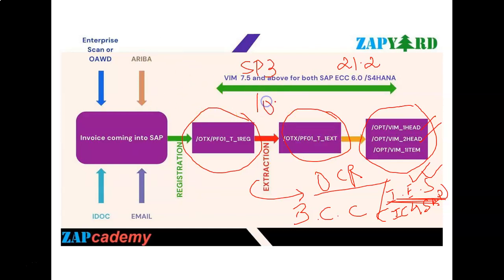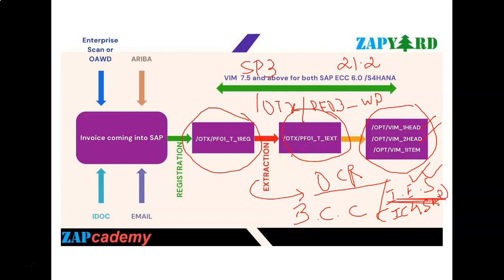It is /OTX/PF03_WP. So I hope now you have understood the main differences with respect to the table flow and the important transactions for the early archiving, registration and extraction stage.